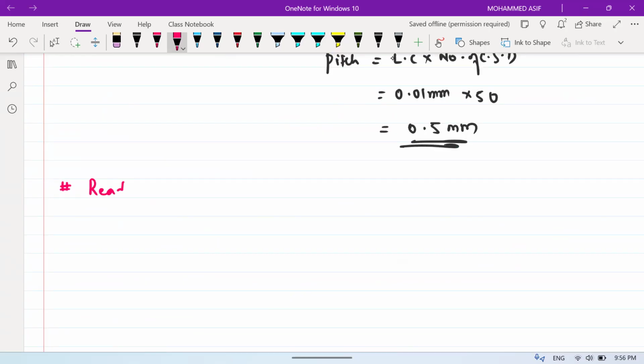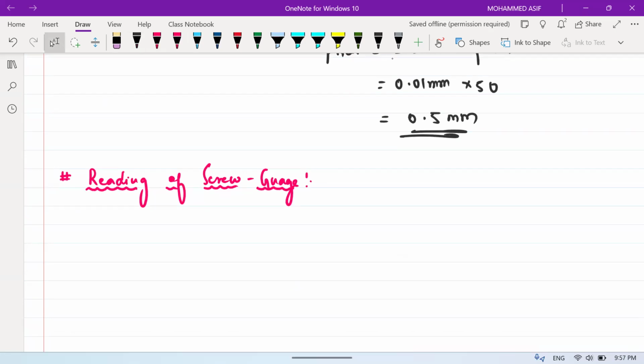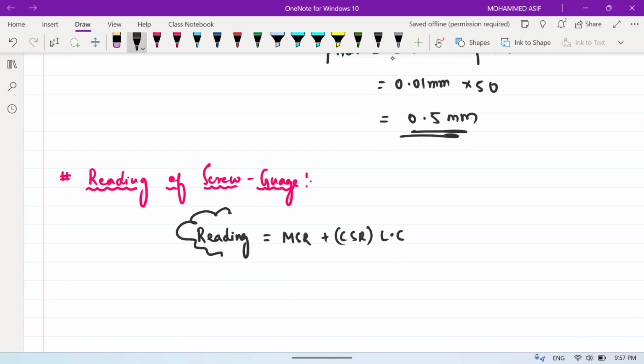Reading of the screw gauge. How do we find the reading of a screw gauge? Same as that of your vernier caliper. What is the formula? Reading is equal to main scale reading plus circular scale reading multiplied by least count. Very good. Reading is equal to MSR plus CSR multiplied by your least count.